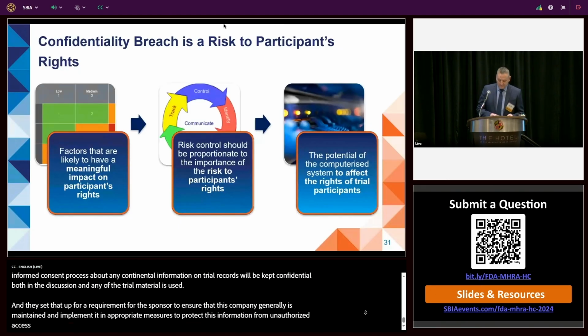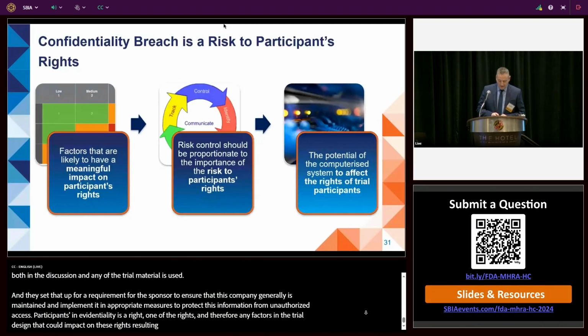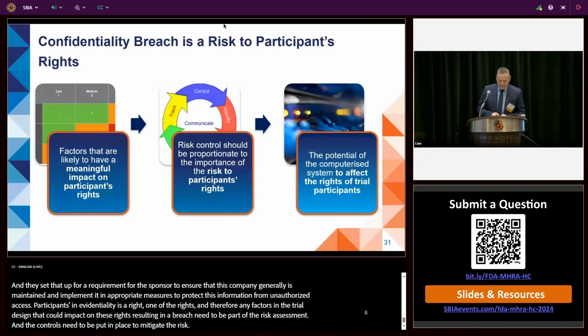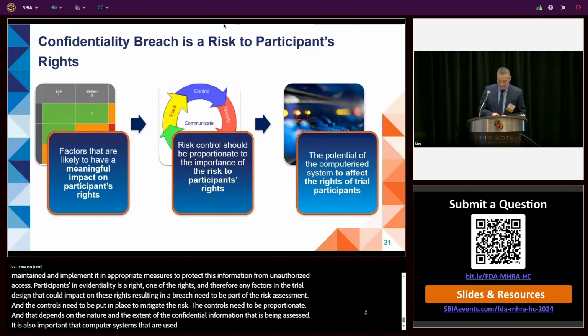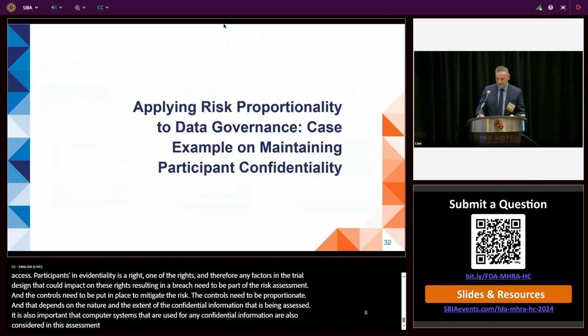Participants' confidentiality is one of their rights, and therefore any factors in the trial design that could impact on these rights, resulting in a breach, need to be part of the risk assessment, and then controls need to be put in place to mitigate the risk. The controls need to be proportionate, and that depends on the nature and the extent of the confidential information being assessed. It's also important that computerized systems used for any confidential information are considered in this assessment to make sure there's no risk of unauthorized access and a breach of the participants' rights.